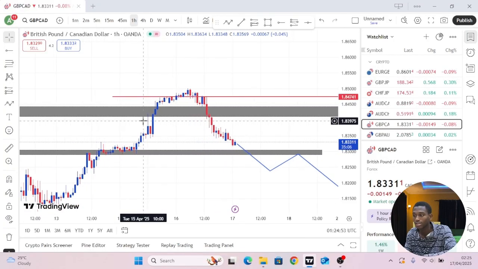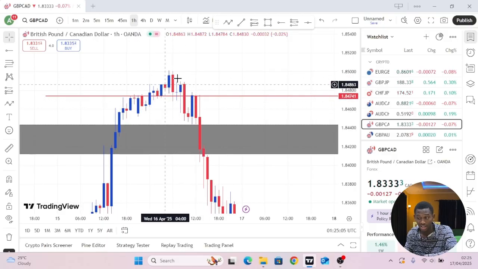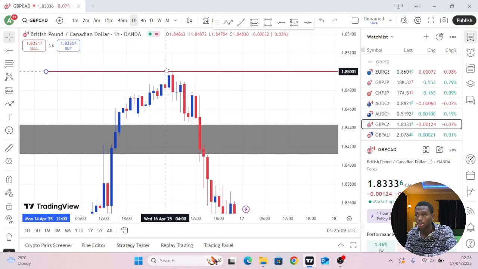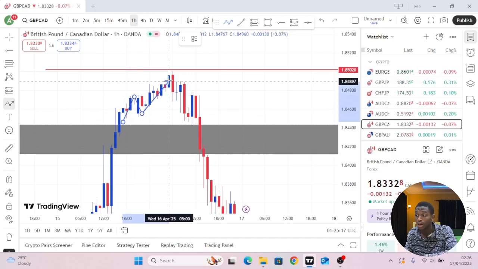Because if we take a look at this, this is a nice market structure. The market had a shift of structure here, not just a shift. This is not just any shift of structure. This is a head and shoulder, in which Jeffrey Benson trades head and shoulder. So you can see this is the shoulder. It's not really that clear. That's the head.